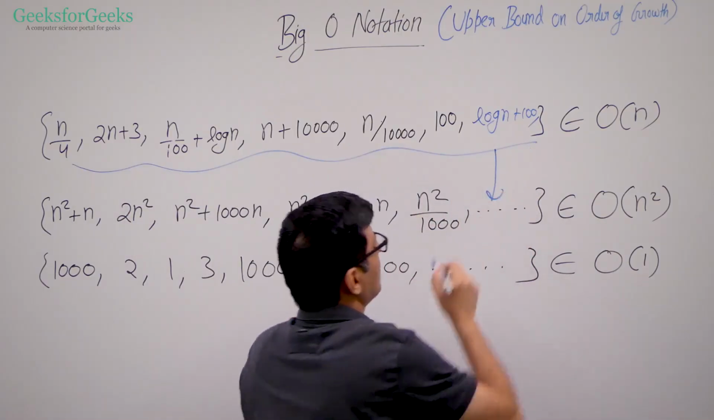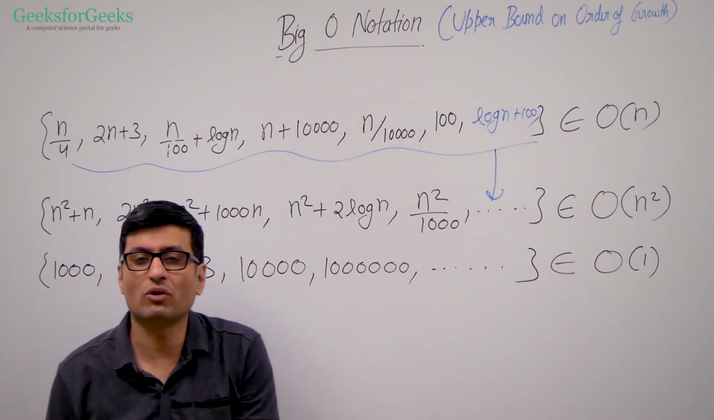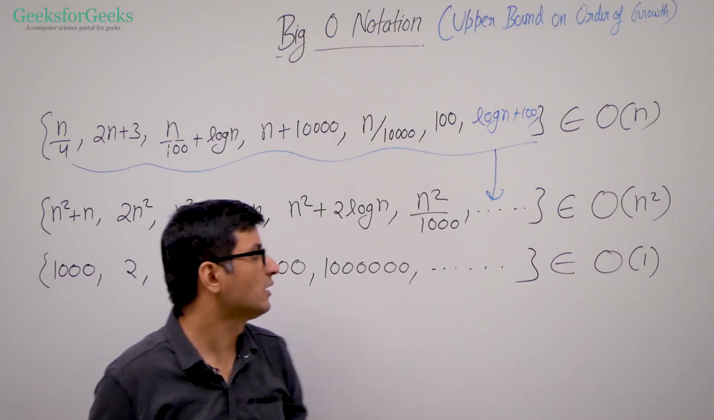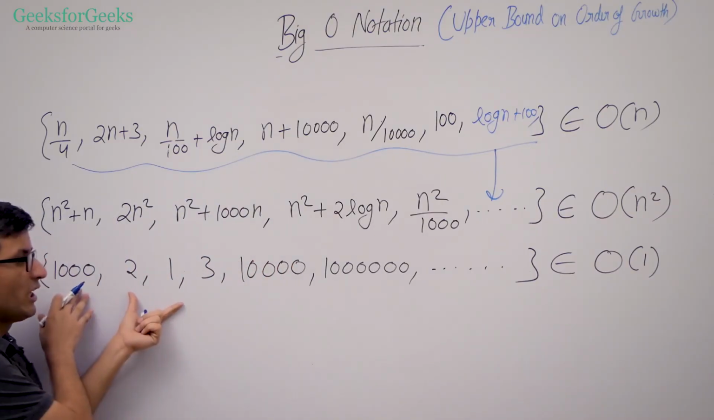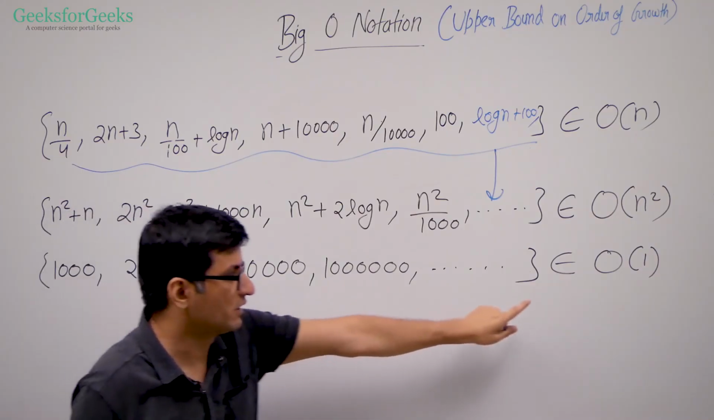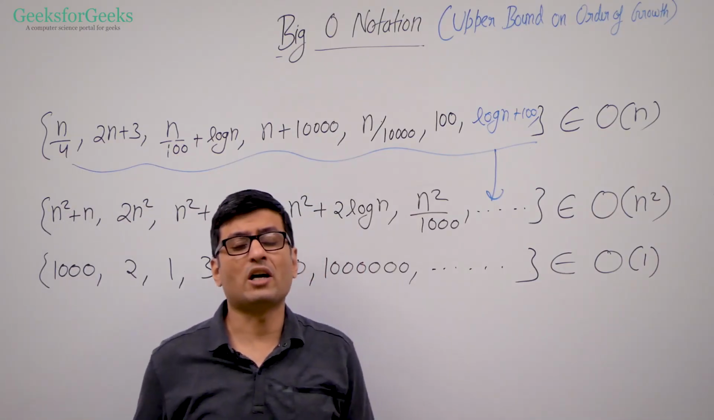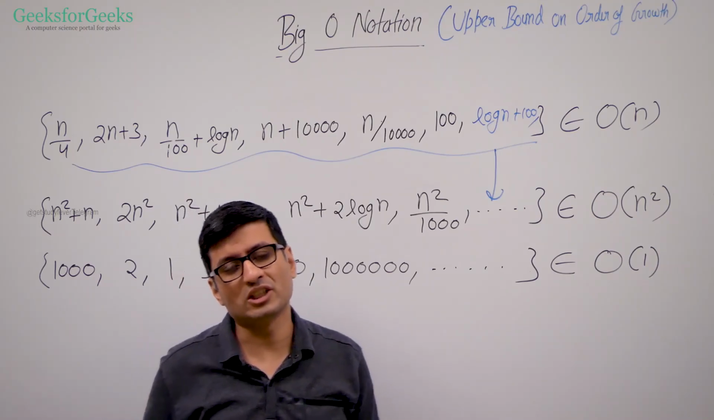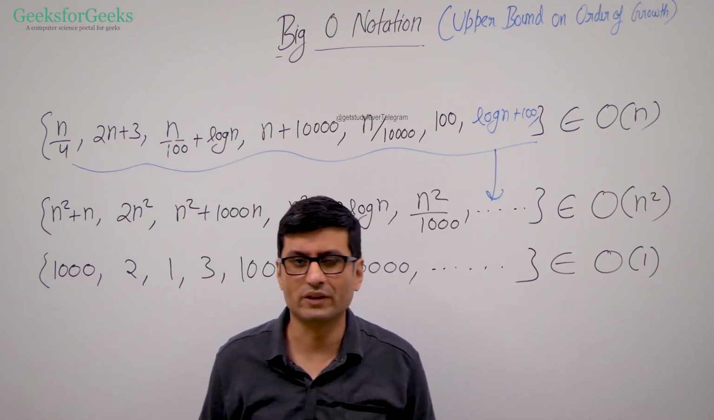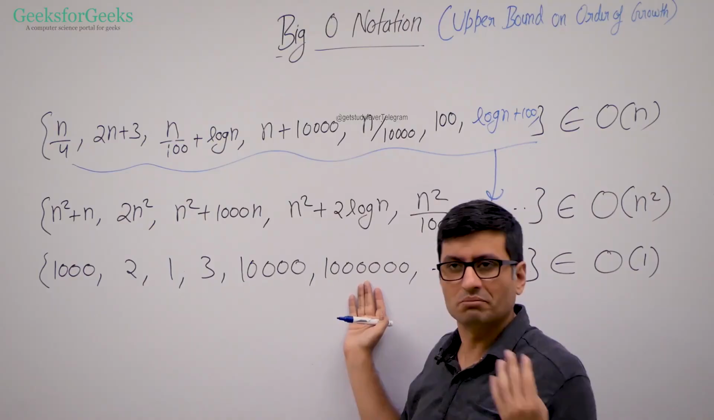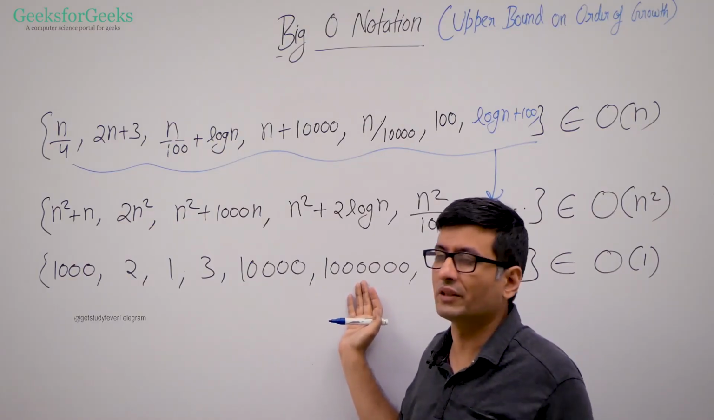They are also part of Big O of n square because they have order of growth less than n square. All the constant values come under Big O of 1. It does not matter how big your constant is. As long as it does not depend upon n, it's Big O of 1. Even if it is this big or bigger than this, if it is a constant, it's Big O of 1.